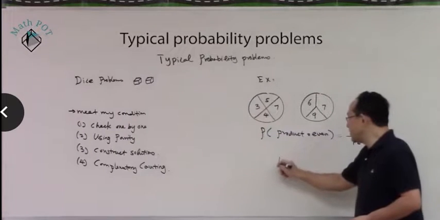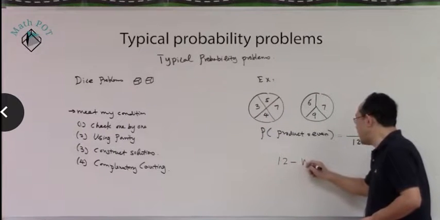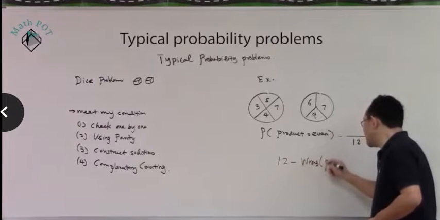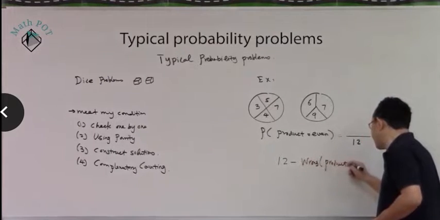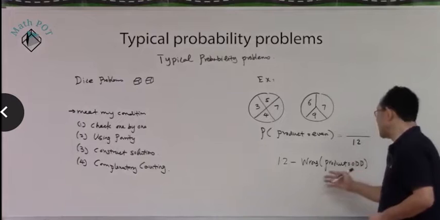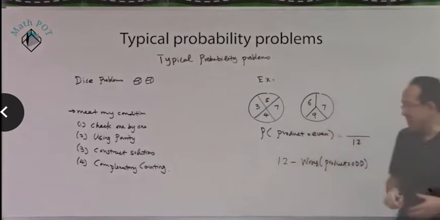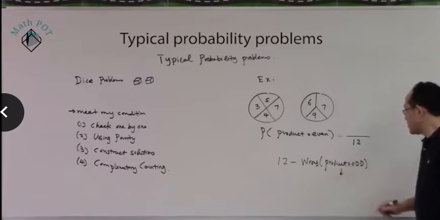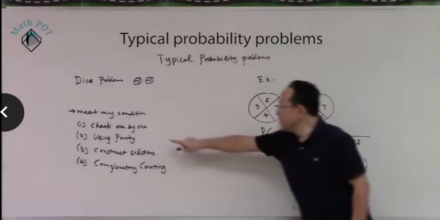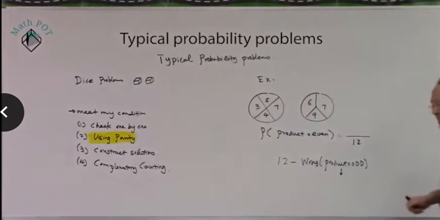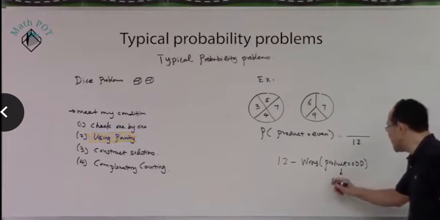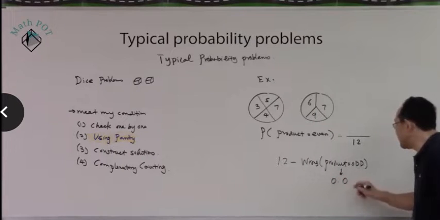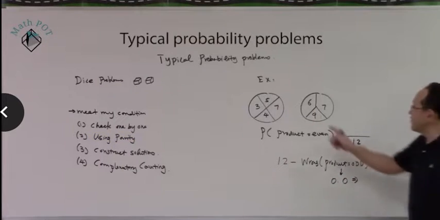So the total is 12, and the answer is the total minus the wrong answer. The wrong answer is nothing but the product being odd. So we narrow down and solve this one by complementary calculus. In order to get an odd product, we again use the parity property. The product is odd, that means the first number must be odd and the second number must be odd.